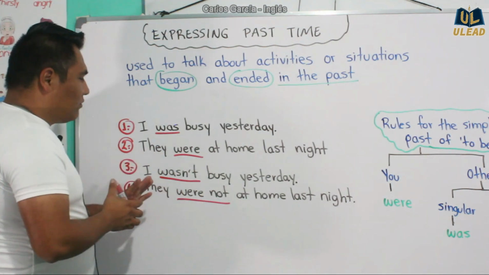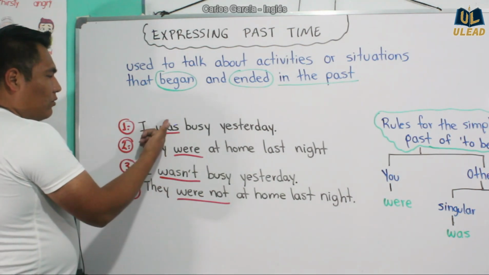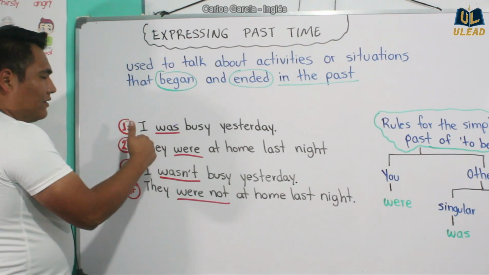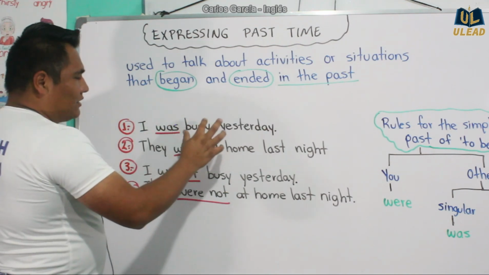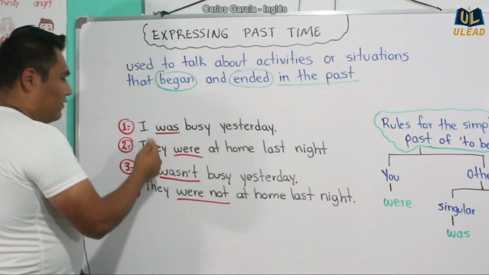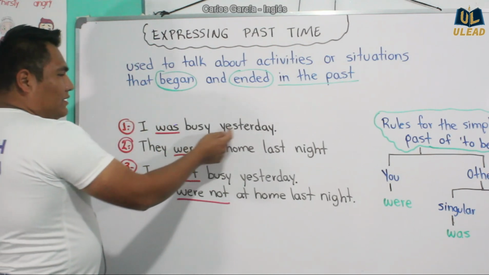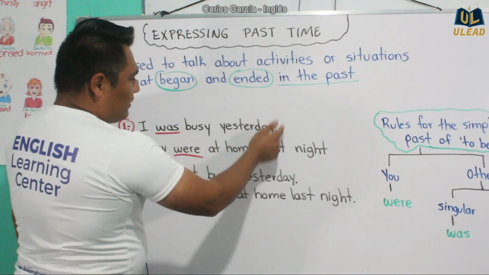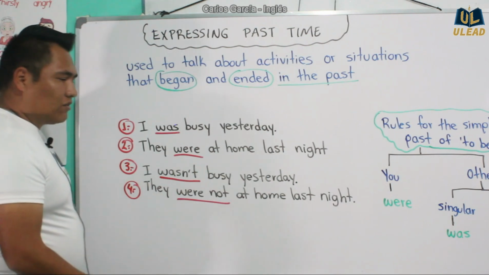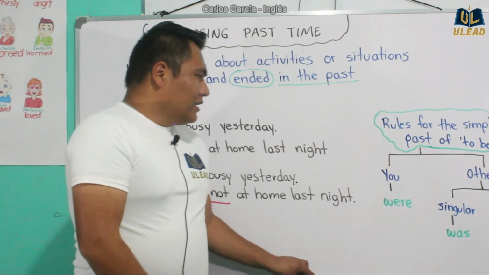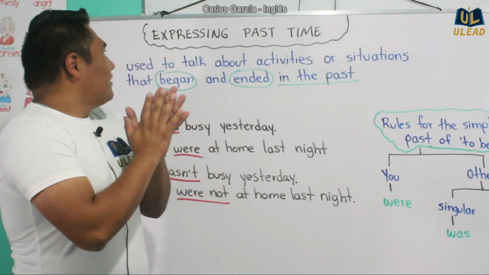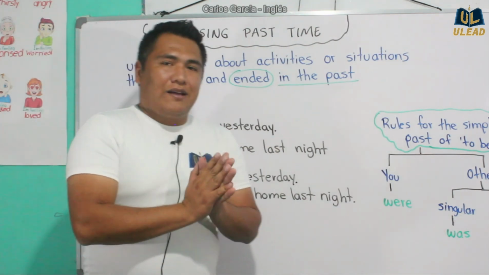Now for the question mode, just move the word was or were to the beginning of the sentence, and you can make a sentence with a question mark at the end. For example, was I busy yesterday? Question mark, and that's it. That's the question mode, okay? So this is the topic about expressing past time.